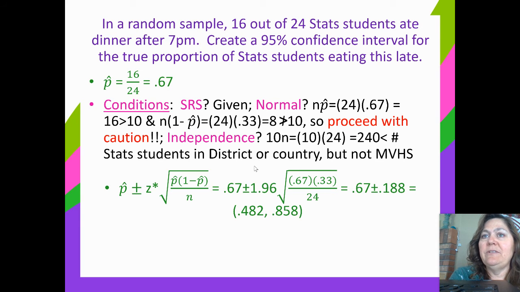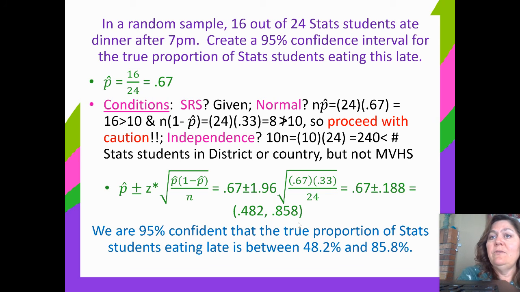Now's the do part. Notice the formula there. I filled in the pieces, getting my z-star for 95% confidence level, and then here's p-hat times 1 minus p-hat all over n, square rooted. I end up getting this. Remember, this is called our point estimate, 0.67, plus or minus the margin of error, 0.188, and I get a confidence interval of this. That's a pretty wide confidence interval because my n is so small.